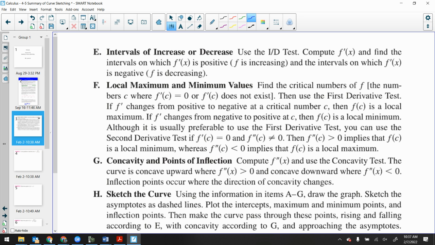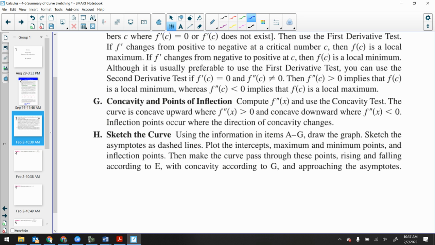And although it is usually preferable to use the first derivative test, you can always perform the second derivative test to confirm your findings. Obviously, I'm going to ask for the intervals of increase and decrease, so you're already performing the first derivative test. No use to do the second derivative test, but still, you can. Remember, if the second derivative test comes out positive, that means it's concave up, minimum value. If it comes out negative, concave down, maximum value. Which again leads us to concavity and points of inflection.